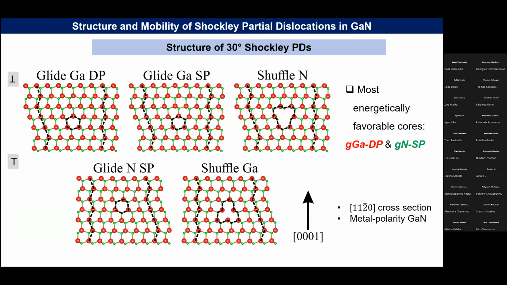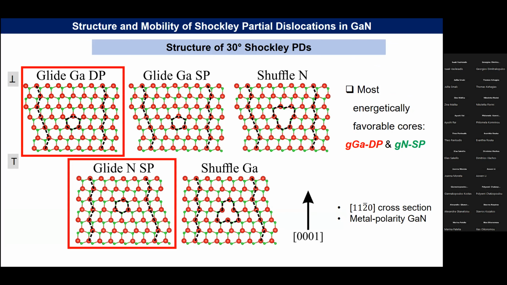Let's see now the possible structural models of such defects. You can see we have 5 models, and density functional theory calculations were used to provide us the information about which of these cores are the energetically favorable cores. The glide gallium double period and glide nitrogen single period are the most favorable cores, and we expect to find these cores in our analysis. But of course, we have to determine that experimentally.